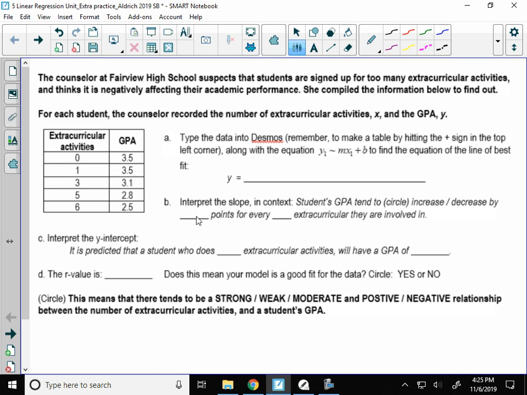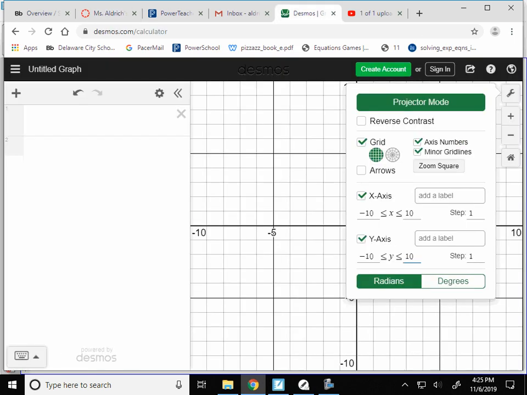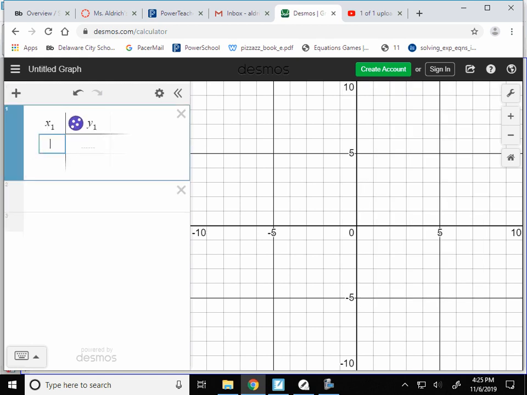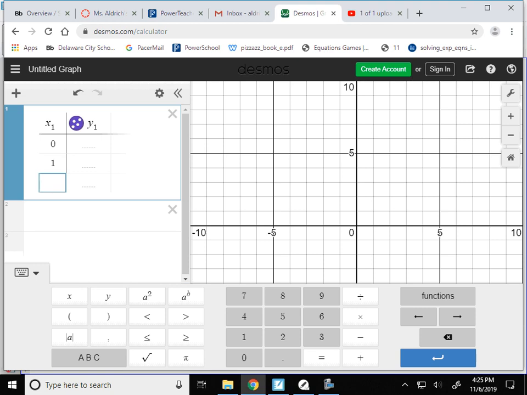Okay, so here's how we're going to do that. We're going to go to Desmos. So hopefully you have Desmos pulled up. There's your Canvas page. Remember, to type something into Desmos, you would do the plus sign in this top left, and you hit table. Under x1, you type those numbers for extracurricular activities. So 0, 1, 3, 5, and 6. Now on the right side, you type the GPA that goes with each of those.